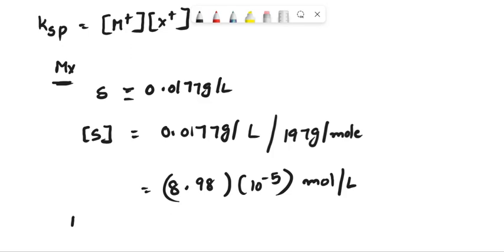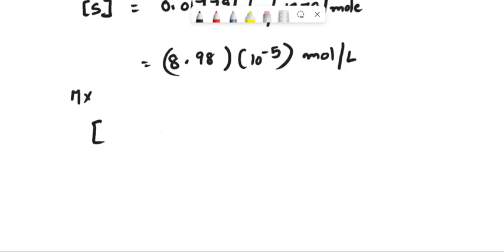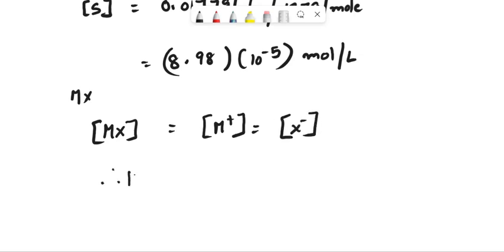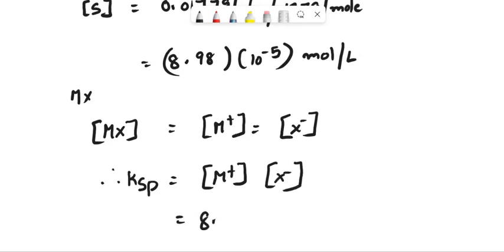Now with respect to MX, let us calculate the value for its concentration. The concentration of MX is given as M plus concentration is equal to X minus concentration. Therefore, Ksp equal to M plus multiplied with concentration of X minus, which is equal to 8.07 multiplied with 10 to the power of minus 9.